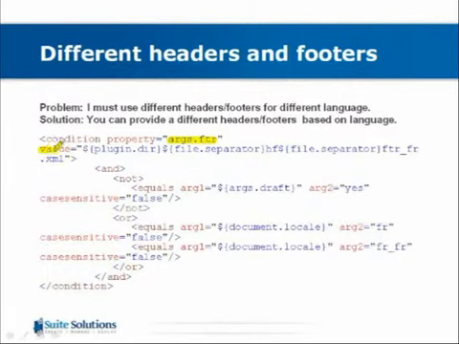In this case, I'm saying if this is French, I want it to be the French footer. And actually, in this case, I'm saying it's not draft, since I have a different footer for draft and regular. So it's not draft, and the language is French, either French or French FR_FR. So you can choose which header and footer based on language also, and that way you get your copyright statement translated.